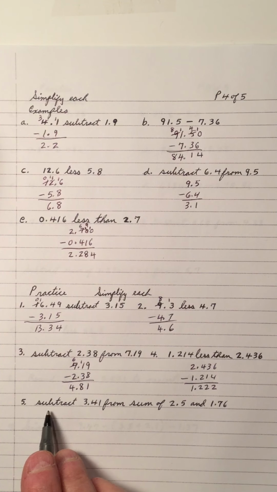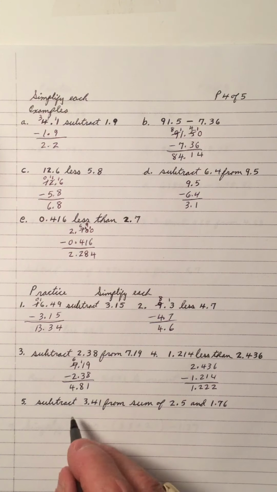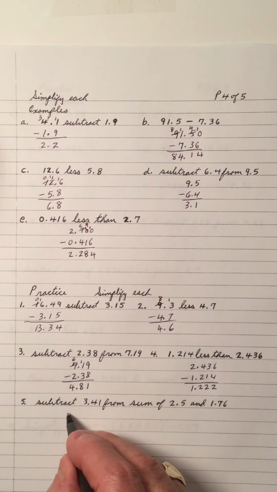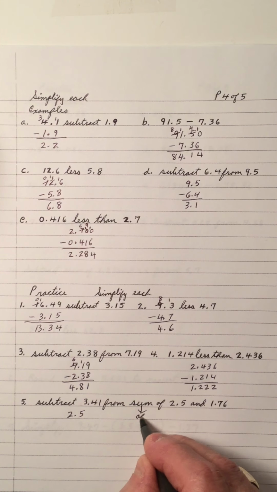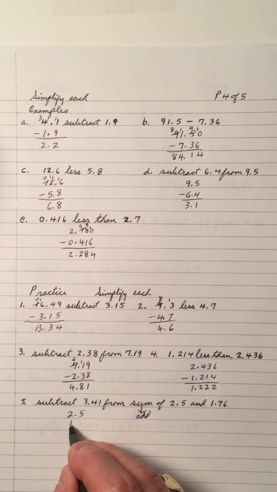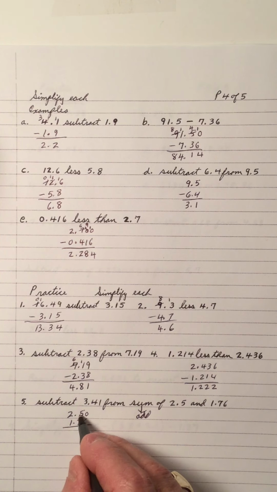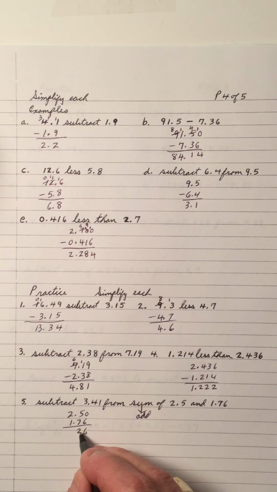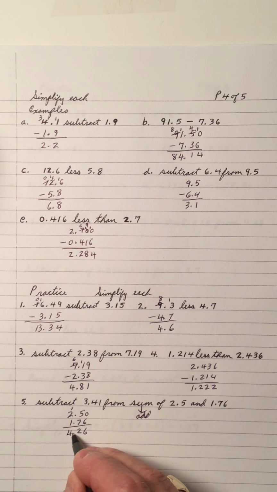Now we have a little different one. Subtract 3.41 from the sum. So let's find from the sum. Let's find the sum first. Sum means, when you say sum, you mean add. So 2.5, 1.76, we're going to add. This is 0 hundredths. Add 6. 5 and 7 is 12. We got to carry a 1. That's a 3, 4. So there's a sum.